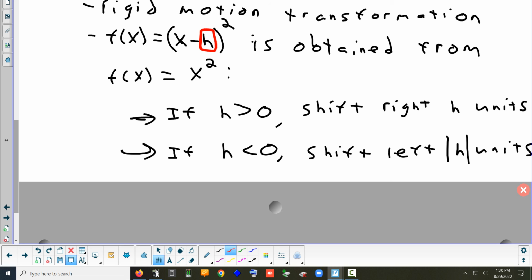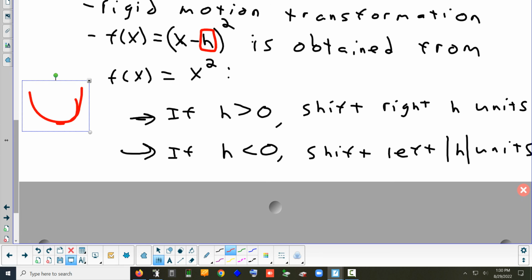Now, what do we call the point of the parabola that's either the lowest point or the highest point? That's called the what? Yeah. Vertex? The vertex. Now, when you shift something, you're changing where the parabola is. So you could potentially be changing where this vertex is.